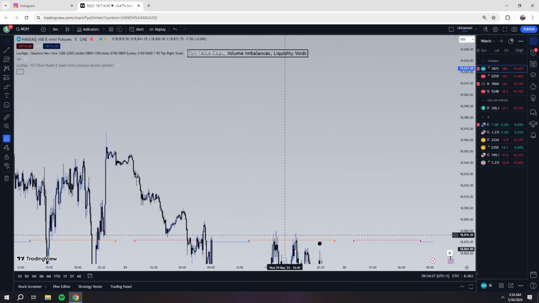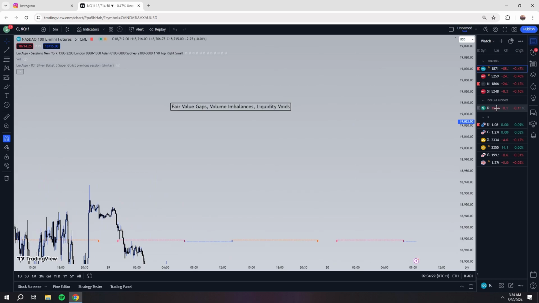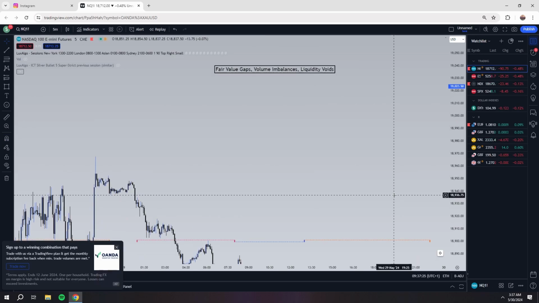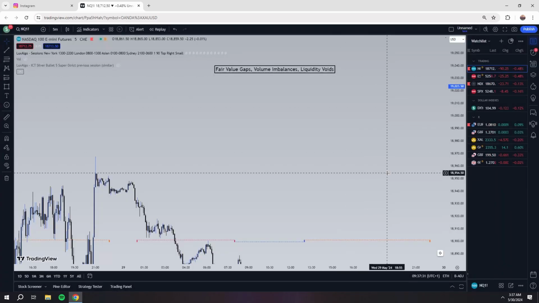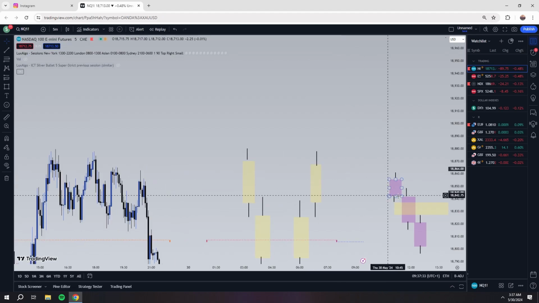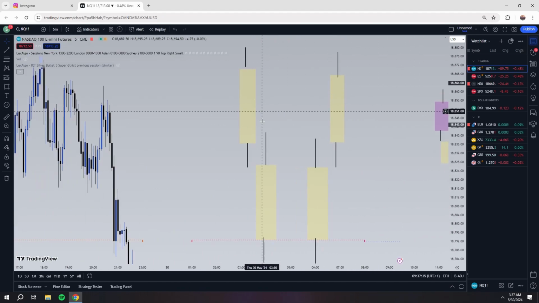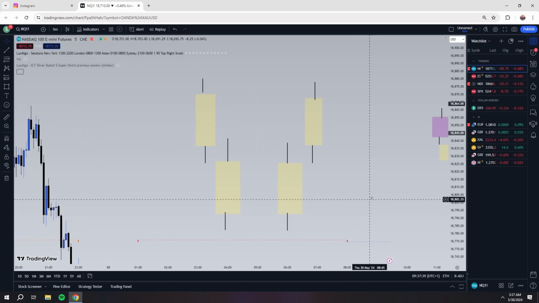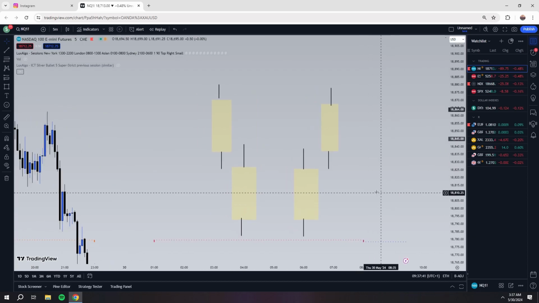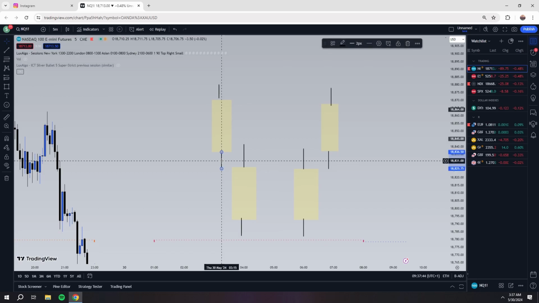Okay, so we've got volume imbalances. I had to pause there for a second, but volume imbalances are another form of gap that the market can draw towards. Here we go. We have a bearish example and a bullish example. This time it's a 2-candle sequence. I want you to see this here.